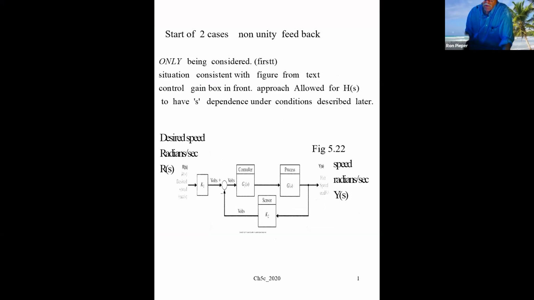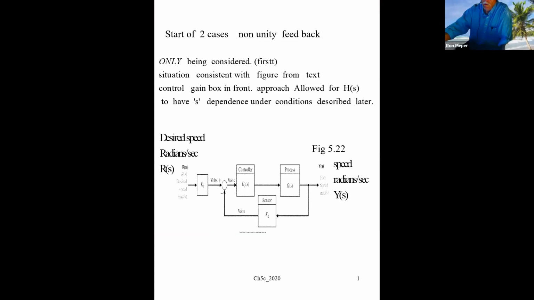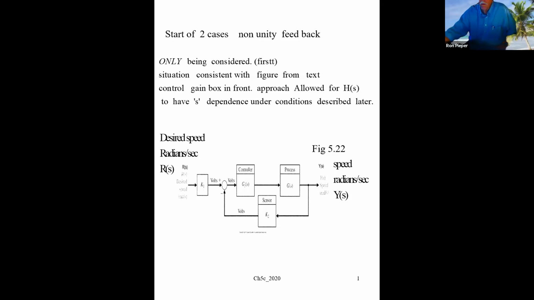There's two cases for the non-unity feedback. I'm getting echo now. Okay. Maybe I should turn mine down. No, I think it was somebody else's mic. Oh, okay. And then it's outside my control. All right, that's good, actually.